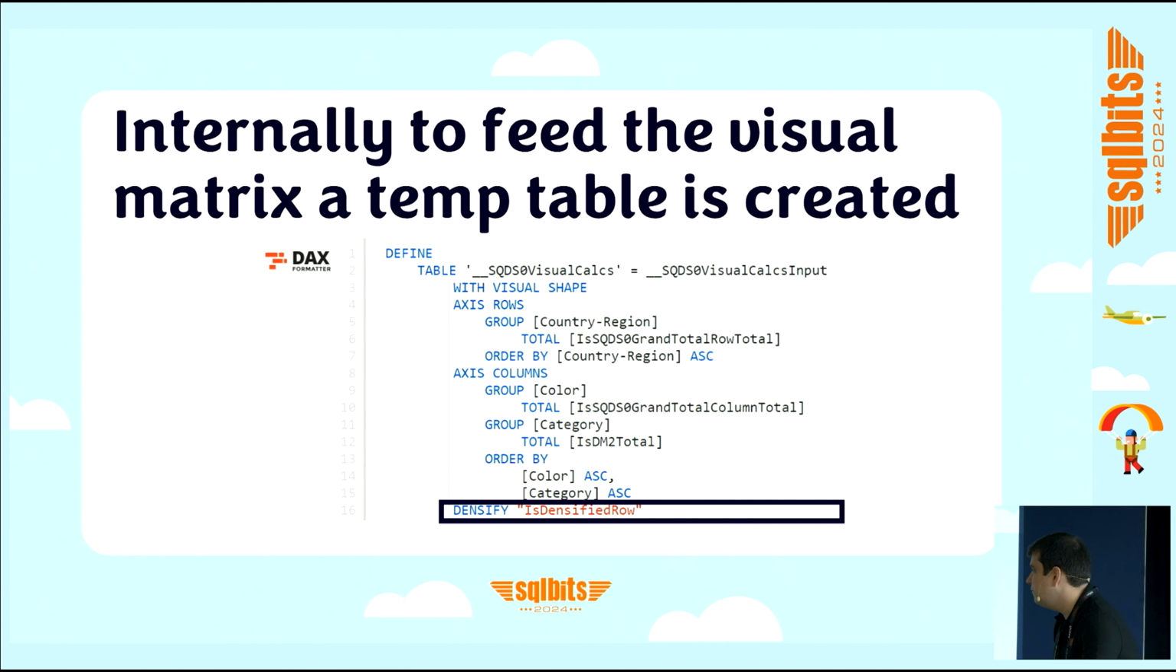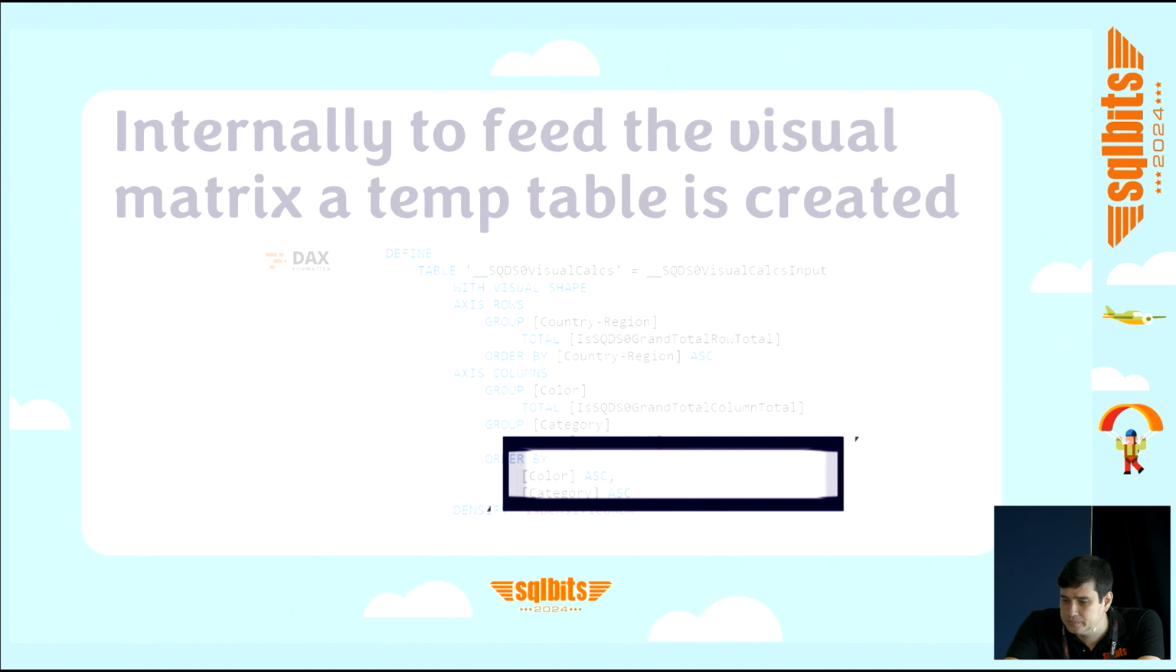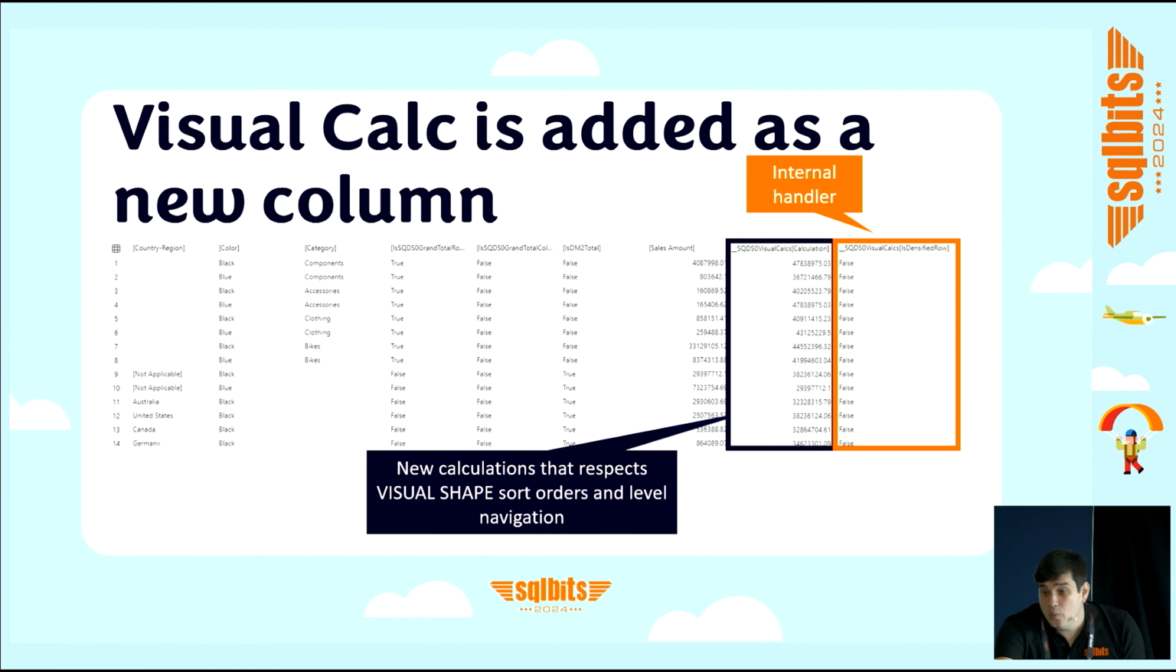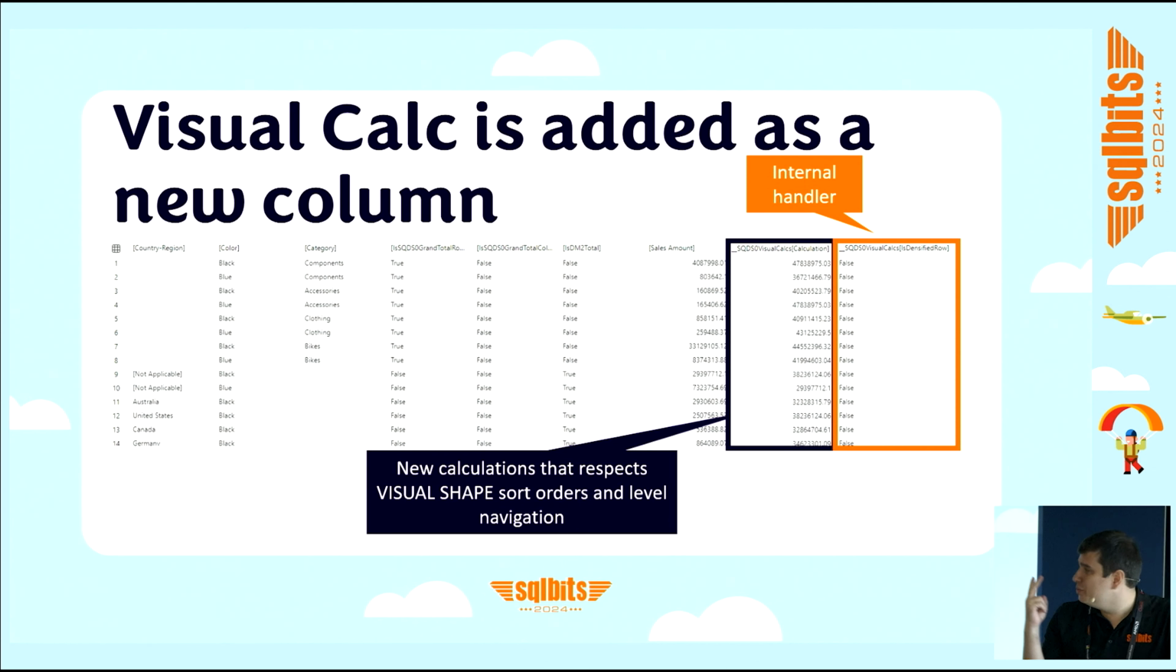And there's this densified, which is an internal tag that is undocumented, but I think SQLBI is going to do a blog post in the following months. So whenever I add a new calculation, it's like a new column to that table from the previous expression. It adds two more extra columns to that: the IsDensified row, which is an internal handler, and the actual calculations that rely on that visual shape definition. And the visual shape definition has the order for every axis. Therefore, I can navigate through them and through the levels also.